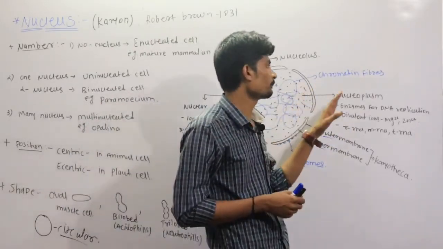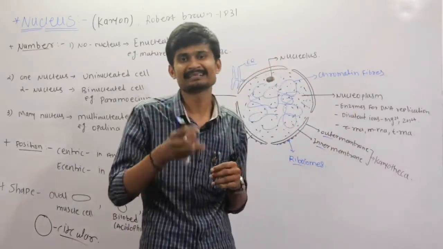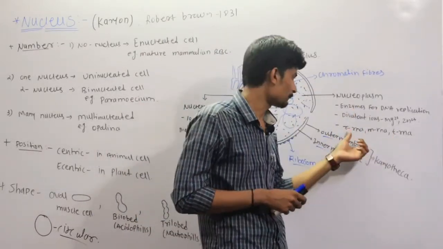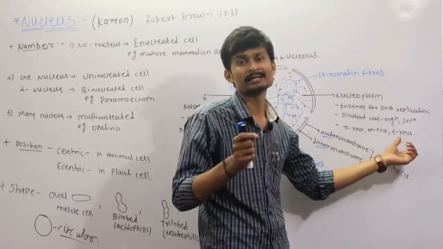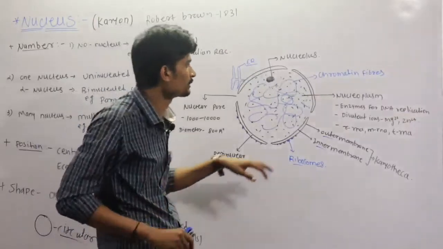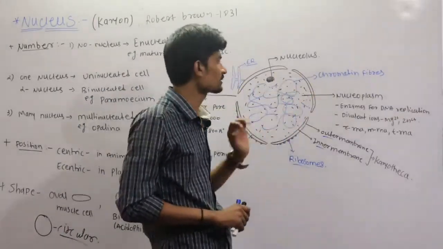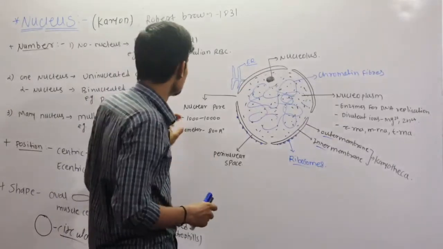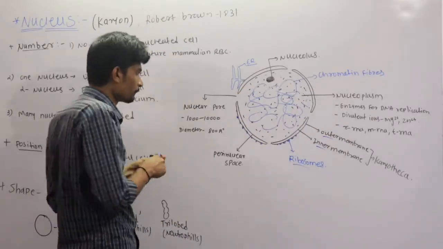Then the nucleoplasm also contains the three types of RNA, that is rRNA, mRNA and tRNA: ribosomal RNA, messenger RNA and tRNA. All three types of RNA are present inside the nucleoplasm. So these are the contents of the nucleoplasm. Then the next structure is the nuclear pore.